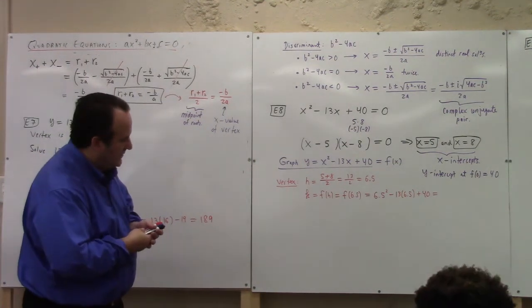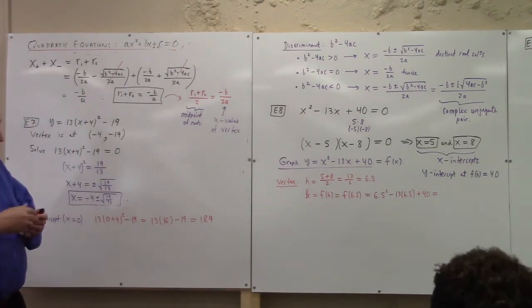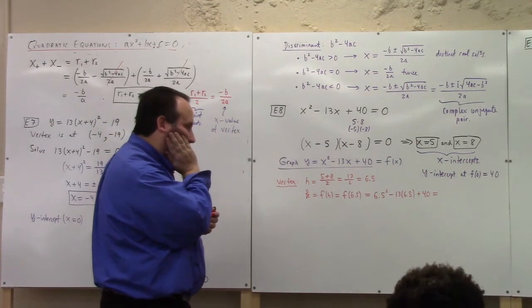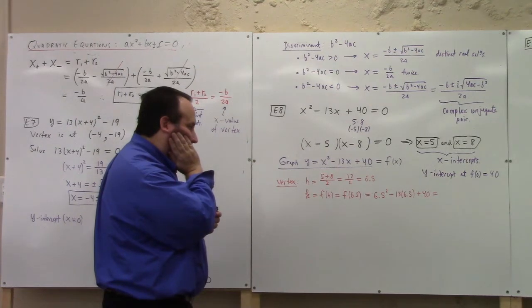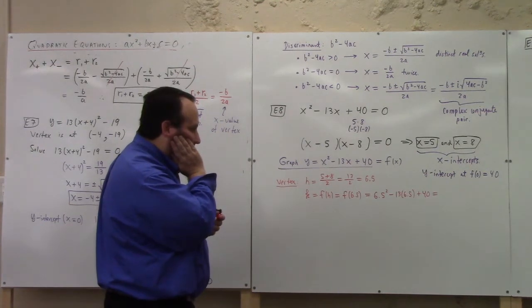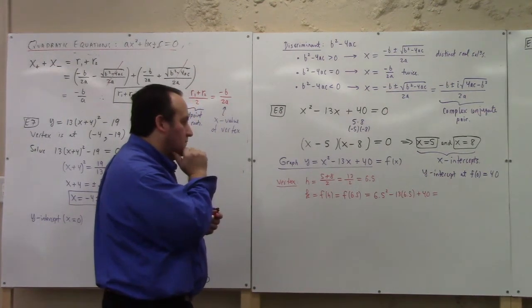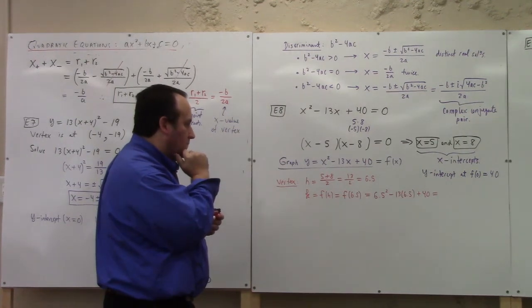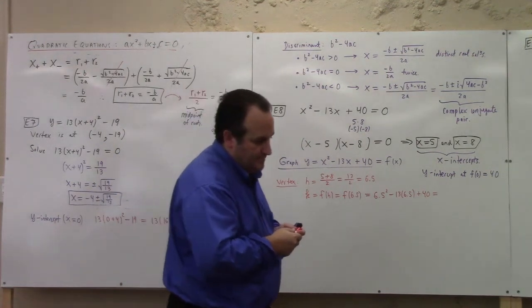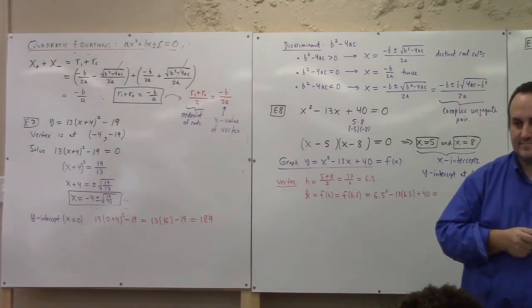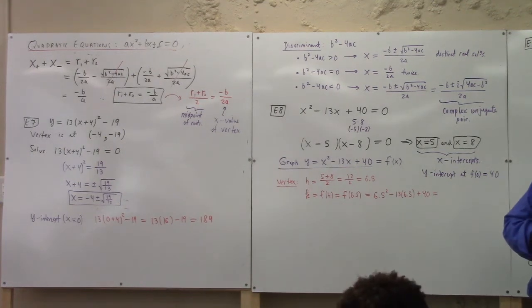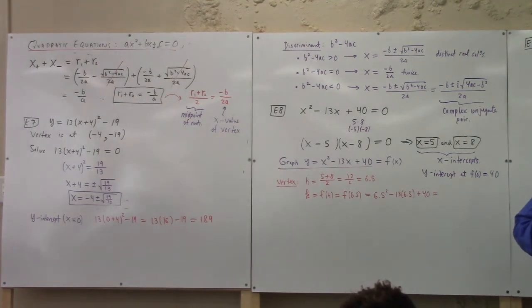Can somebody calculate that for me? We're looking for 6.5 squared minus 13 times 6.5 plus 40. Or you could just take 6.5 squared over 2 plus 40. Nobody? Math is done by consensus, so if we can get two people with the same answer, then we'll know it's correct. Right?